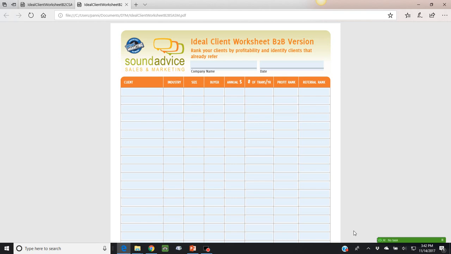Now, this is the B2B version. I have the same form in a B2C version if you're in that kind of market. But really rank your clients. Some of these terminologies may not apply to you, but rank your client by annual revenue or the number of transactions per year. Find out what's profitable. And give them a referral rank number.